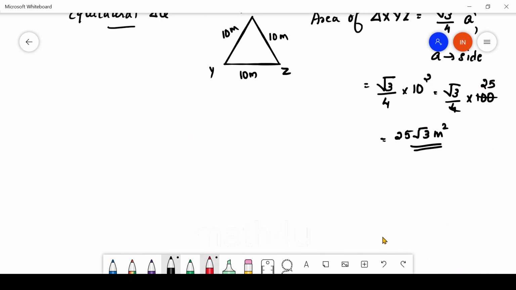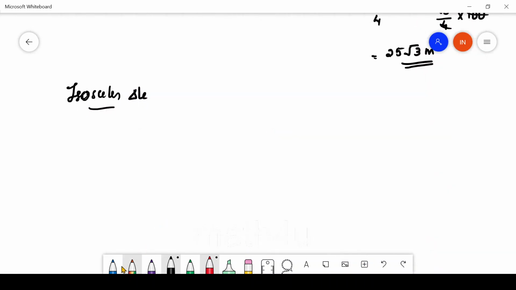We are going to find the area of an isosceles triangle. Let me draw an isosceles triangle here. Isosceles triangle means two sides are equal and the third side is not equal. I think this looks like an equilateral triangle. I will draw it again.